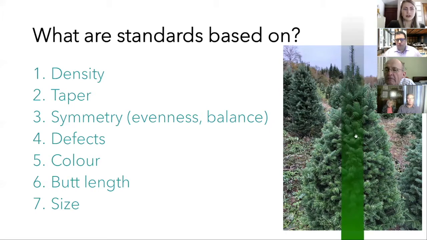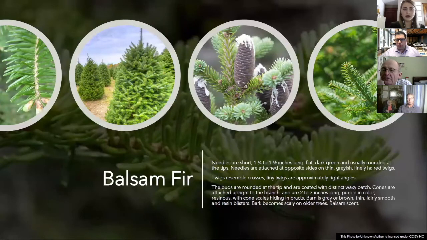Some standards will also include color, usually on a range scale of green to blue. Most scales will include butt length as well, and size or the height of the tree as a component. But all of these characteristics are intended to be based on the species. Specifically, balsam fir wouldn't be graded on the same scales as a pine tree, for example. So with that in mind, here's the balsam fir slide.